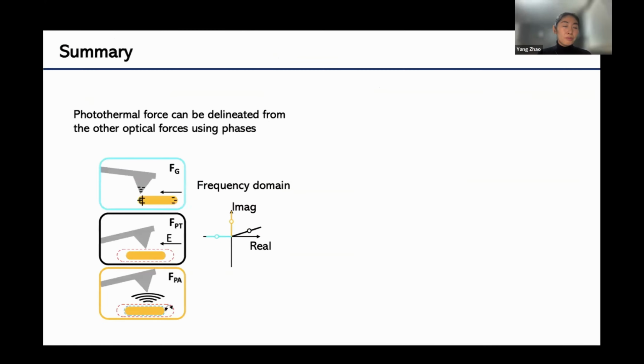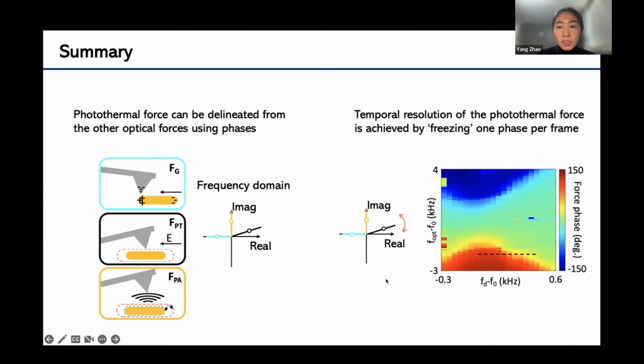So with that, I wanted to summarize the talk, and hopefully I didn't go a little bit over time. Today I showed you we can use this so-called optical force nanoscopy to dissociate different optical forces by using the phase information. So you can analyze the photogradient force, the photothermal force, and the photoacoustic force. And by changing the phase information, or picking up the right phase information, you can observe the heating and cooling stages of a single gold nanoparticle over a time scale of about a few hundreds of nanoseconds.